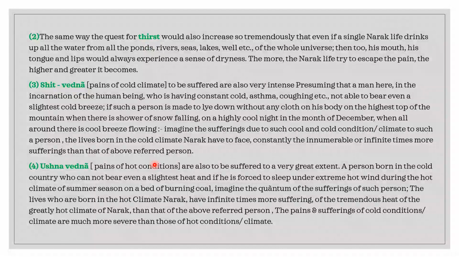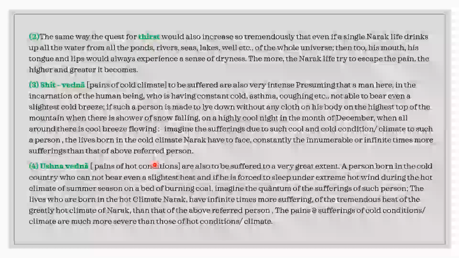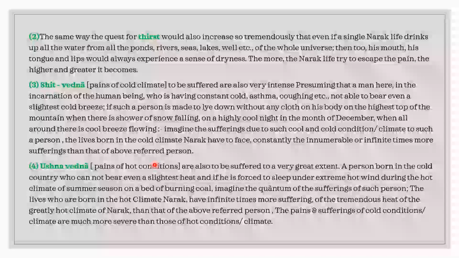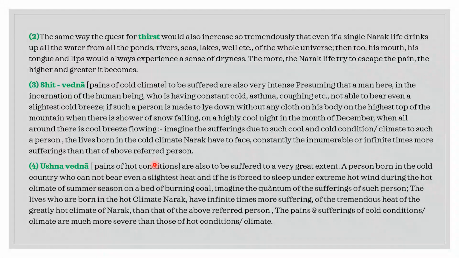Then the fourth pain is the pain of hot, that is Ushna Vedna. And it says that for comparison, a person in the Manusya Lok who is born in a cold climate and is unable to bear even the slightest heat, if such a person is made to sleep on a bed of burning coal with hot wind blowing, the amount of pain he will go through is nothing in comparison to the Jeev of Narkis. So the Jeev of Narkis will have asankhya times more pain of hot climate compared to such a Jeev in the Manusya Lok. Now, one thing you have to understand, this pain goes on increasing from the first to the seventh Narak. So in the seventh Narak, the pain is the most intense.